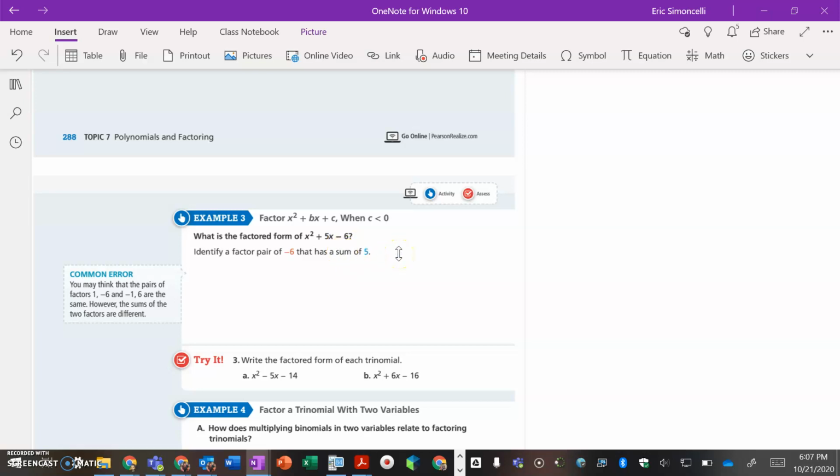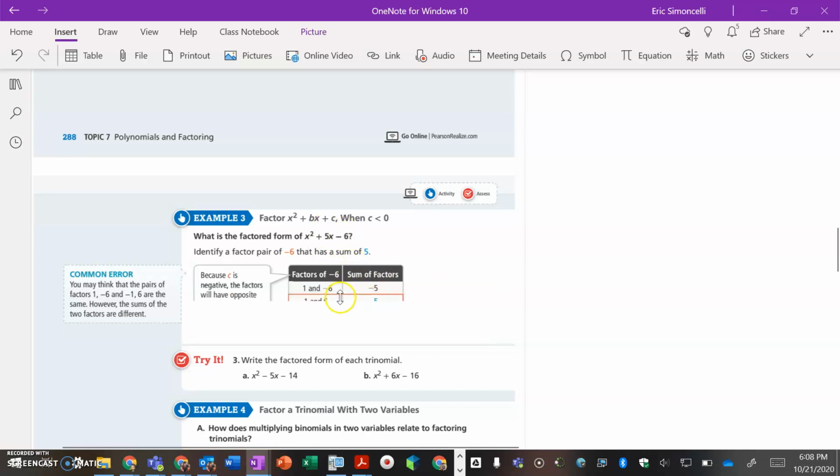Identify a factor pair of negative 6 that has a sum of 5. So think, two numbers that multiply to give you negative 6, but also at the same time add to give you positive 5. The table is set up accordingly: factors of negative 6, and sum of factors. 1 times negative 6 is negative 6. 1 minus 6 is negative 5, not positive 5.